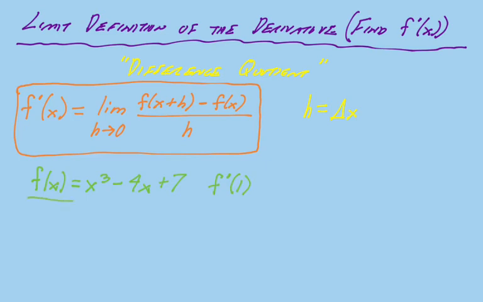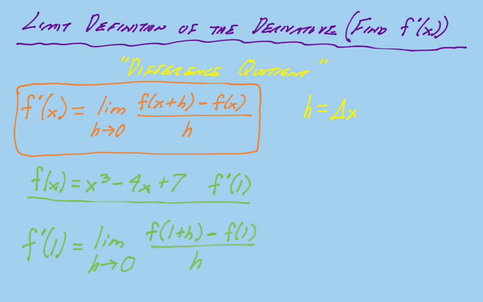So the way we would set this up is we would say f prime of 1 then is equal to the limit as h approaches 0. All right, so our 1 is our x in our formula up here. So we're going to have f of 1 plus h minus f of 1 all over h.